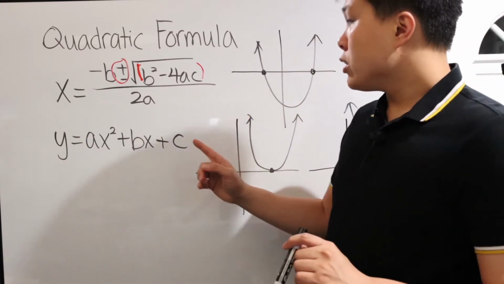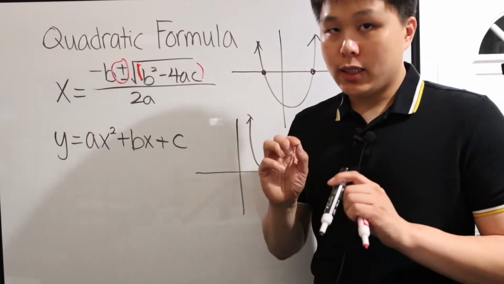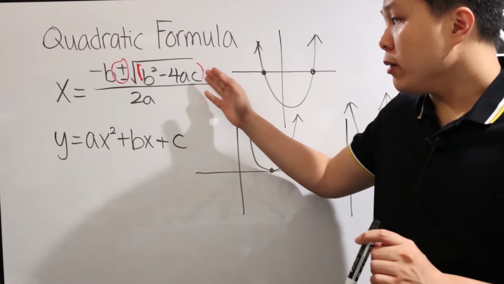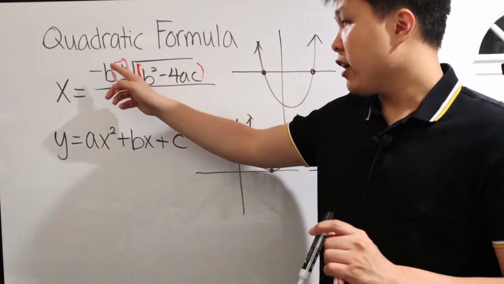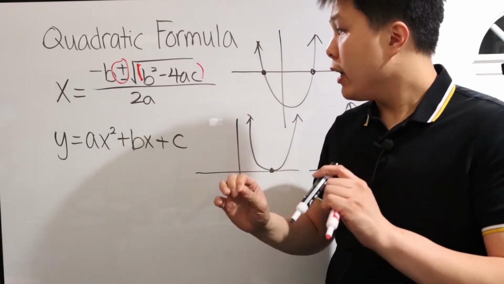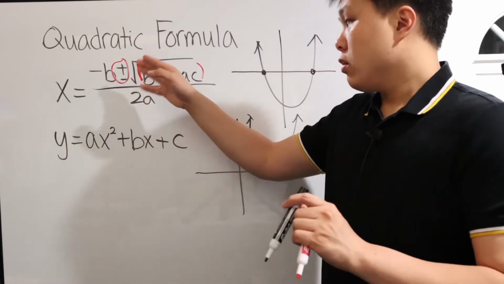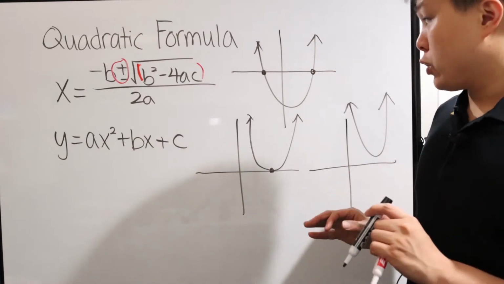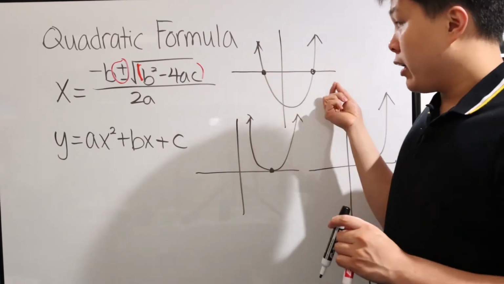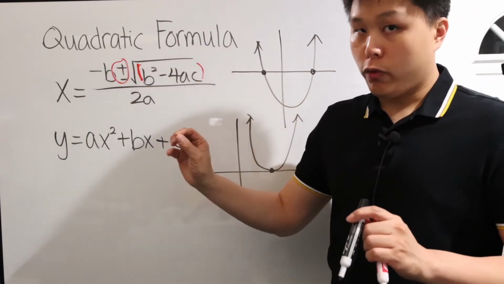Now, how does it work? The plus and minus is the key because the plus and minus allows two situations. The same thing with only the plus, so it's going to be negative b plus square root b squared minus 4ac all over 2a, and then negative b minus square root of b squared minus 4ac all over 2a. That gives us the two situations, one x-intercept and another one. One for the plus and one for the minus.